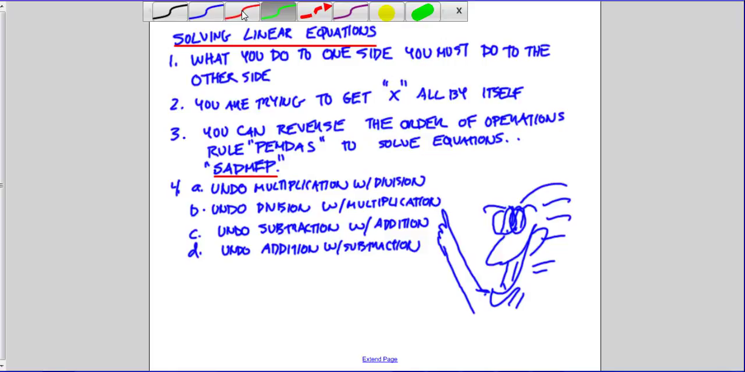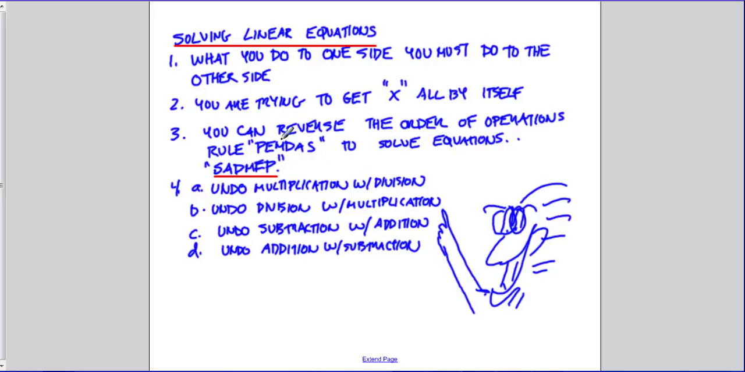So in solving linear equations, I have a little list of things that we need to do. Number one, whatever you do to one side, you must do to the other side. Number two, you're trying to get x, or whatever unknown you have, all by itself. And you can reverse the order of operations rule PEMDAS to solve equations, which I call SADMEP.